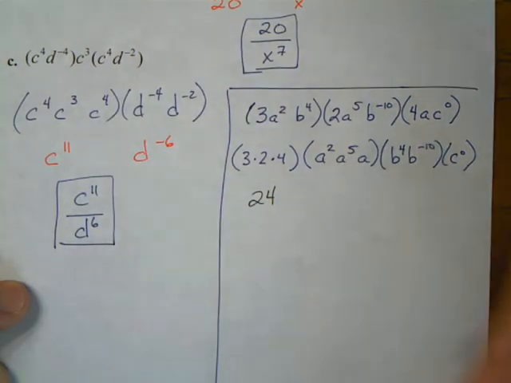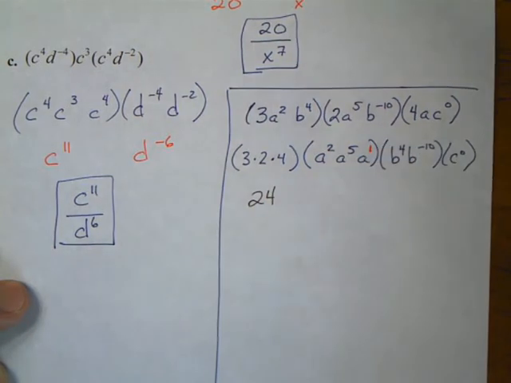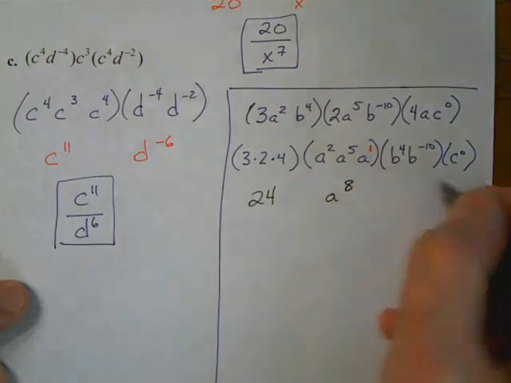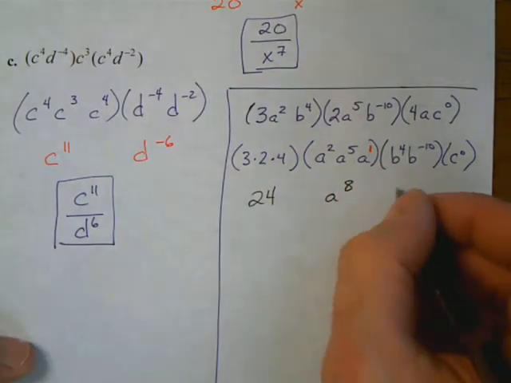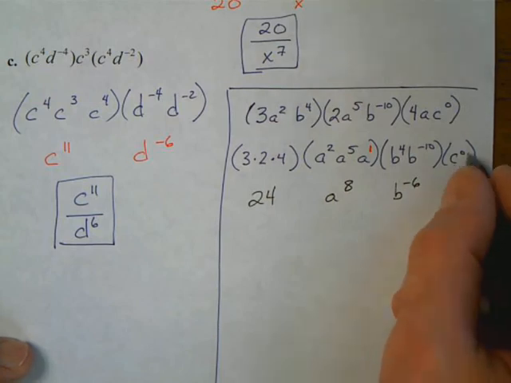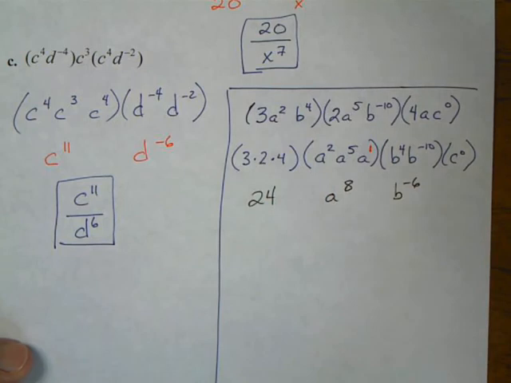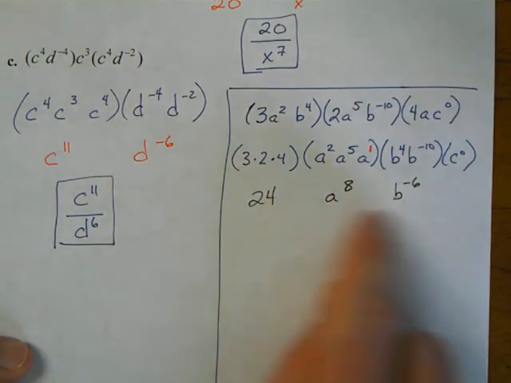Well, let's evaluate this now. 3 times 2 is 6. 6 times 4 is 24. We have a squared, a to the 5th, and an a. And my question is, what do we do with this a by itself? Well, that actually has an exponent of 1. So if we add those all up together, we get a to the 8th.